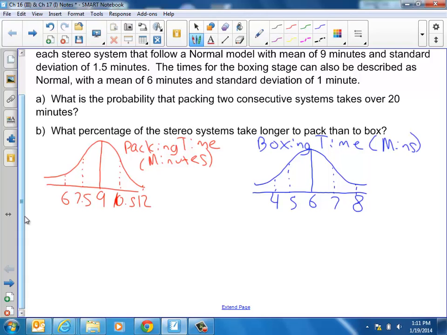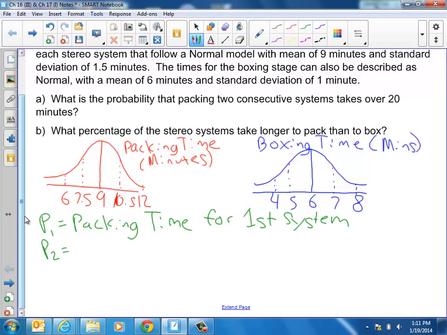All right, let's define our variables. It's kind of our first trial. The first stereo system takes some number of minutes, right? So P1 is equal to the packing time for the first system. And P2 is equal to the packing time for the second system.